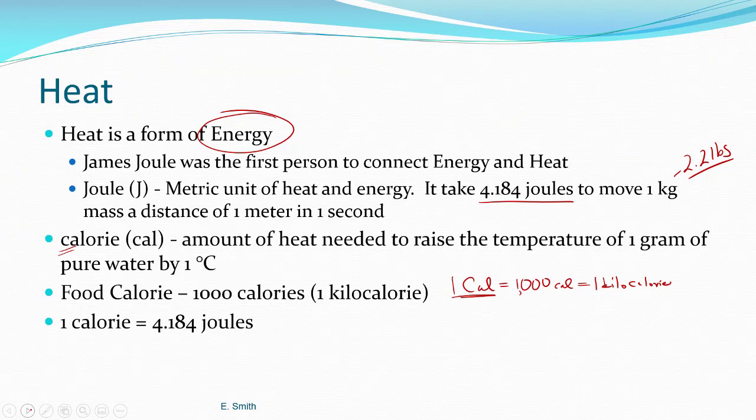Now, you're going to ask, Mr. Smith, do I have to memorize all this? No, you do not have to memorize all of this. This would be given on an exam. Okay, everyone got that? This would be given. You would not have to memorize it. You would just need to know what a joule is and what a calorie is and how they're different. To abbreviate a joule, we use a capital J, and to abbreviate calories, we use a lowercase cal.